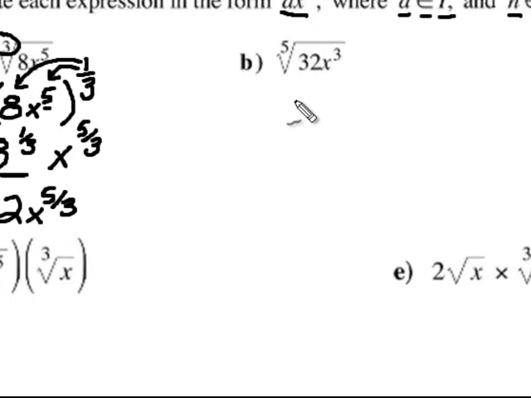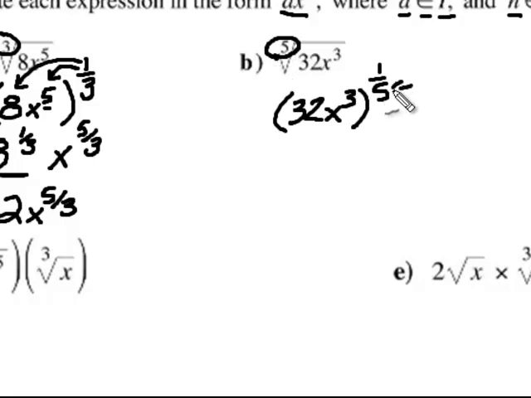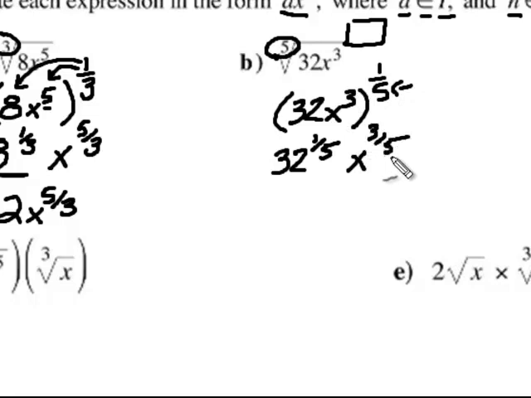So let's do the same thing in part B. 32x cubed is what I had originally, and the exponent is 1/5. The number out here, that 5, is my denominator. If there was a number out here, that's my numerator. If there's nothing, my numerator is 1. So again, the step you don't need to show would be 32 to the 1/5 as well as x. 3 times 1/5, which would be 3/5. And then solve the number if you can. So 32 to the 1/5, or the 5th root of 32, is 2 again. And this time I get x to the 3/5.